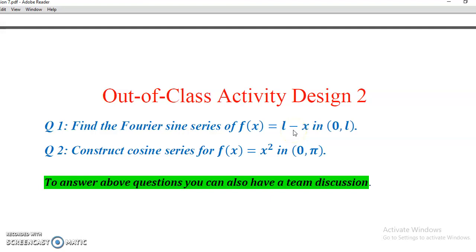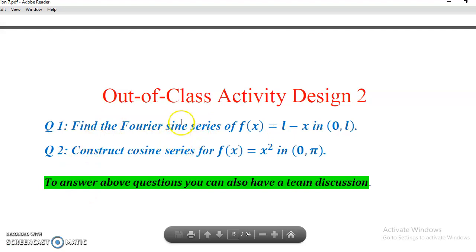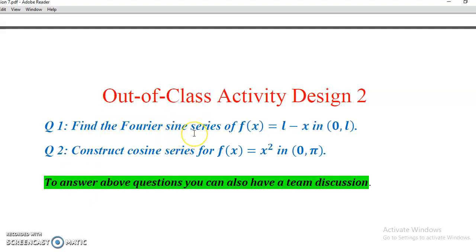So why am I saying Bn? Because it is the half range sine series. Sine series means you only need to find the Fourier coefficient Bn. No need to find a0 and an. And the second question: construct the cosine series for the function x square in the interval 0 to pi.